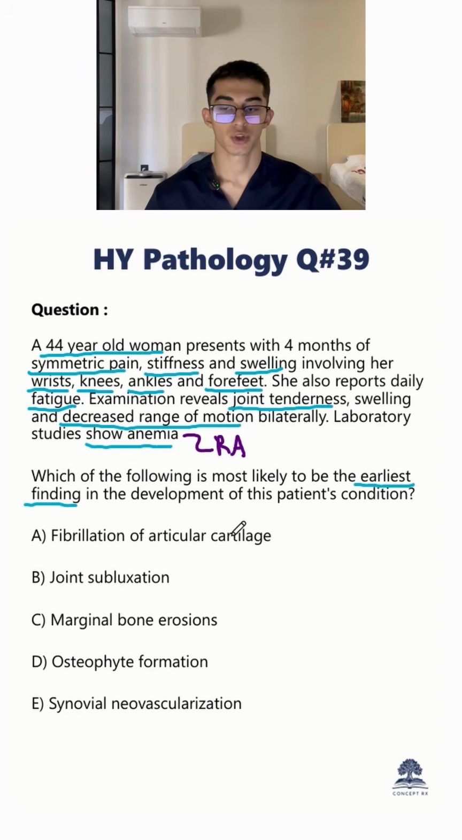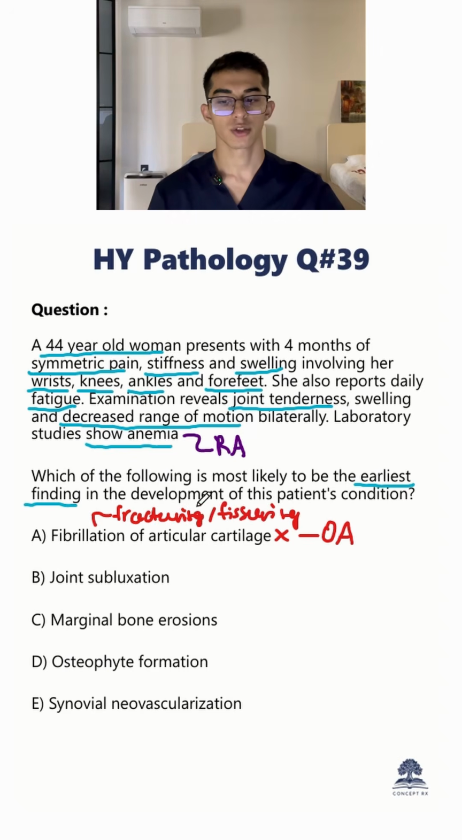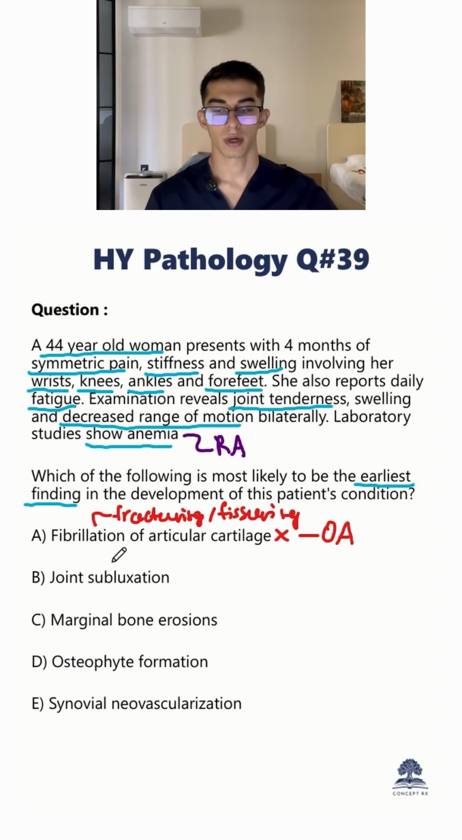Choice A, fibrillation of articular cartilage, is incorrect. This is a typical finding in osteoarthritis, where fibrillation simply means fracturing or fissuring of the articular cartilage and occurs due to increased biomechanical stress, i.e. being very obese.